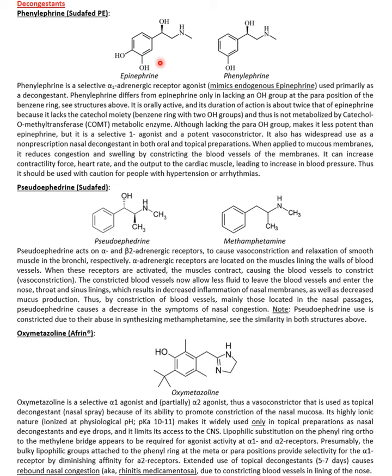So we could provide epinephrine, but we designed phenylephrine, which mimics the epinephrine structure except for the OH group. What advantage do we have by removing the OH group at the para position from epinephrine to produce phenylephrine?